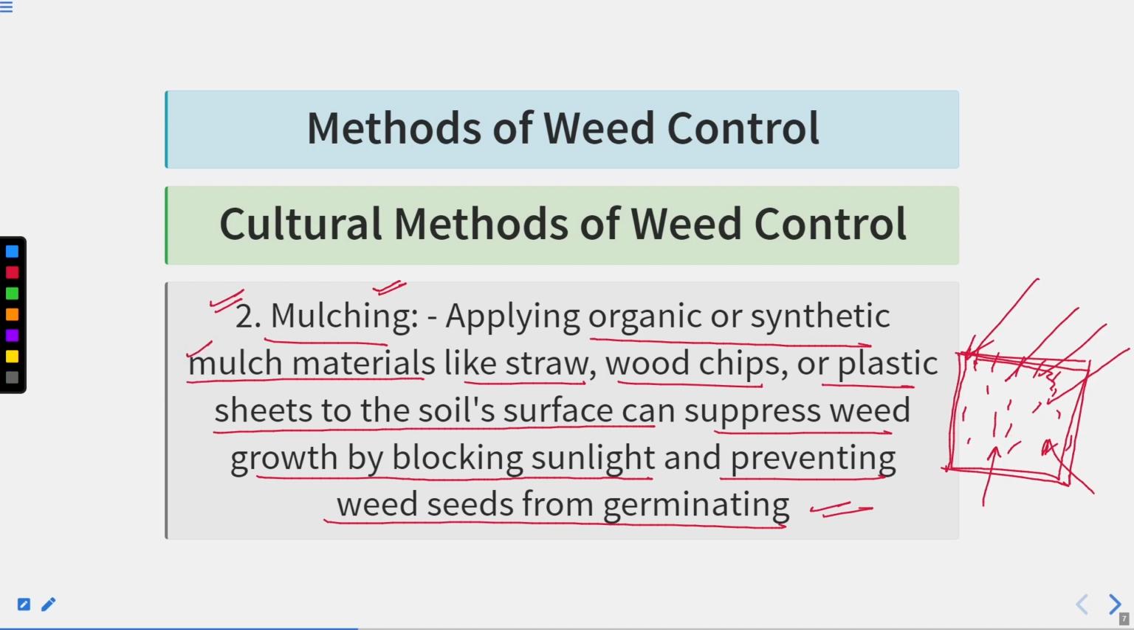So we can also cover it with mulch material like straw. We can use this straw material. We can use wood chips, right? And that can degrade later and become part of the manure, right? So a plastic sheet can be used to cover the soil surface and suppress weed growth by blocking the sunlight. In this way, we can prevent the growth of weeds. So this is the mulching process.